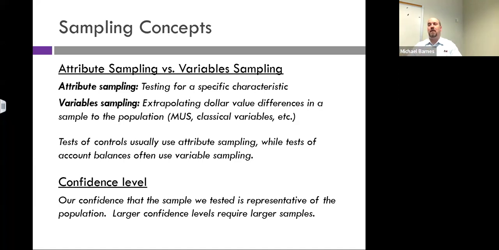So if my misstatement of the sample is $1,000, that means that I believe that my population is going to be misstated by $10,000 or something along those lines. That would be an example of this type of variable sampling that we're discussing.